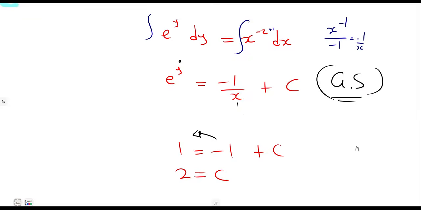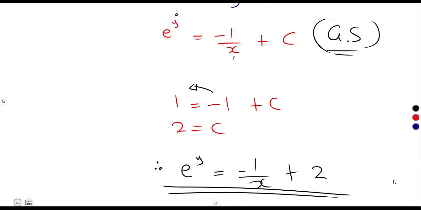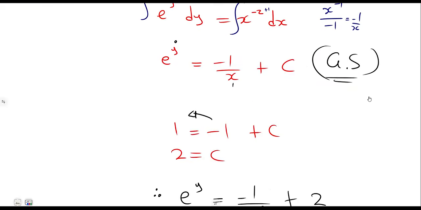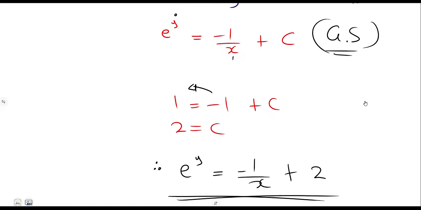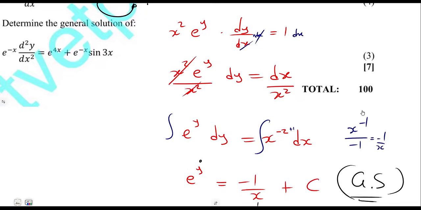So we can now rewrite our particular solution. From our general solution, e to the exponent of y is equal to minus 1 over x plus c, where our c is 2. So that is what we had, just a matter of working out more questions. It's just about revision, guys. We can see that it was just easy like that.